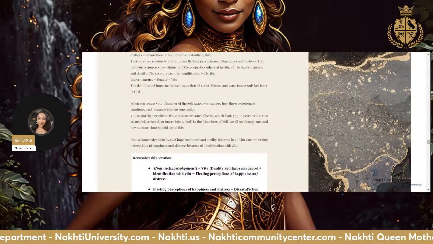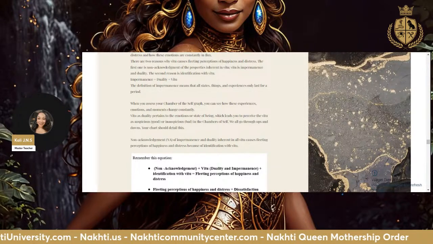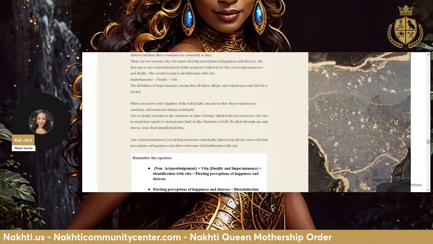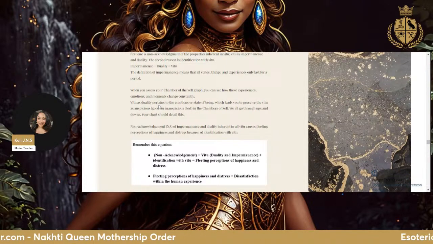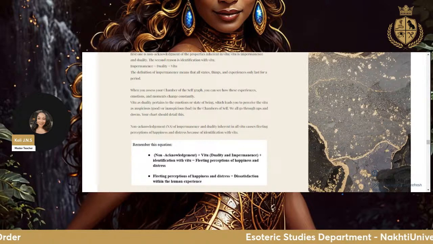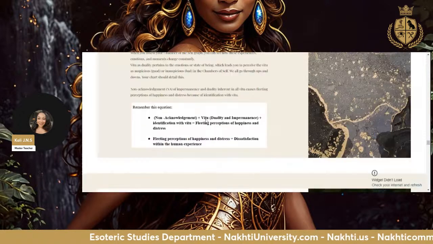Remember, impermanence means that all things and experiences only last for a period. It's always changing, always changing. And dualistic means your emotional state of being, which leads you to perceive the information as auspicious or inauspicious, as good or bad in the chambers of self. Okay?